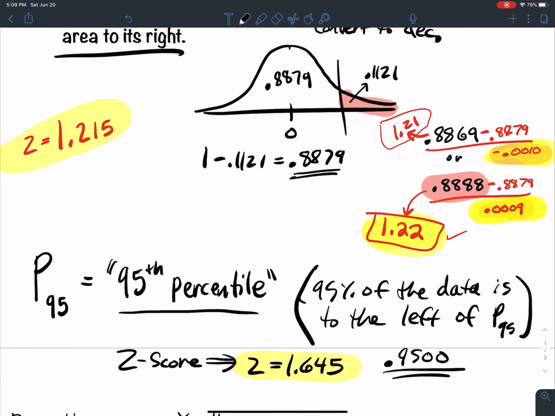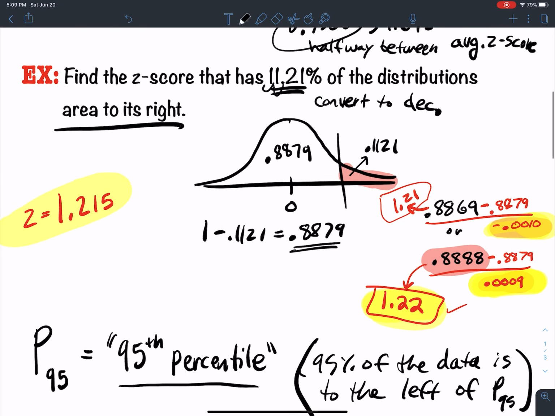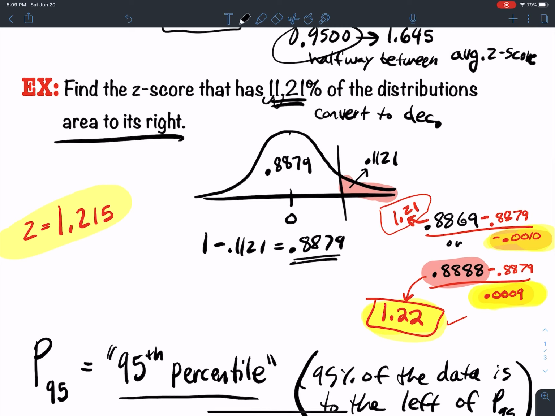All right, guys, hopefully this helps you a little bit more in finding z-scores. And now we're going to transition. We're going to do a problem where we're actually given the probability. We can actually go from the probability to the z-score to the x value.